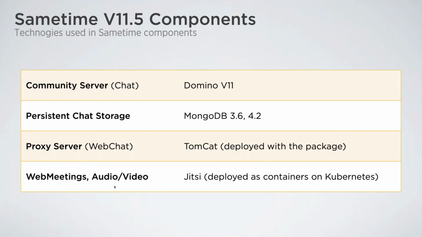So you can keep your main application cluster on version 9 or 10, for example, and deploy Sametime on version 11. That will be okay. I mentioned that new Sametime stores chat user history on a server, and persistent chat storage is where it is saved. And for this we use MongoDB.